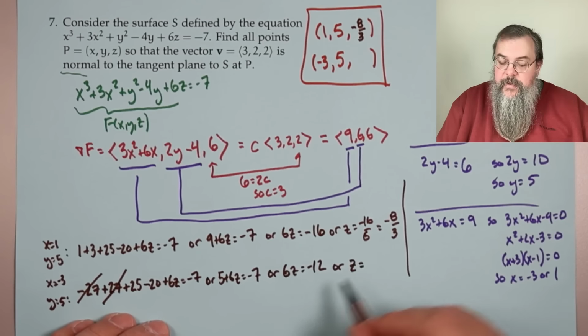So all the points are 2 points, where when we look at our tangent plane to our surface at our point P, we can use the normal vector as 3, 2, 2. Good times, good times.